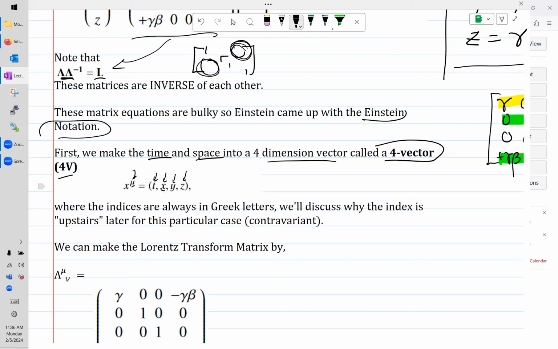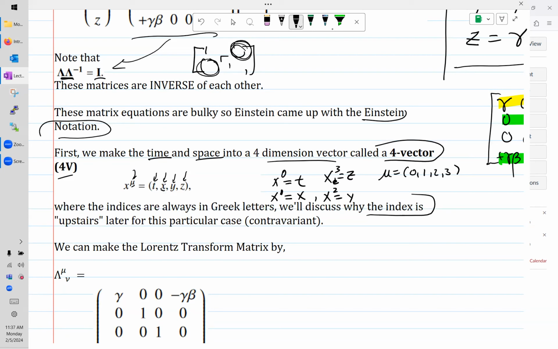This letter up here, mu, is upstairs. It's not a power. It's not x to the power of mu. It's actually just the index of this particular vector. So if I say x of 0, and we're going to start counting from 0, mu goes from 0, 1, 2, 3. X of 0 is going to be the time coordinate. X of 1 is the x coordinate. X of 2 should be what? Y. And then x of 3 is going to be the z coordinate.